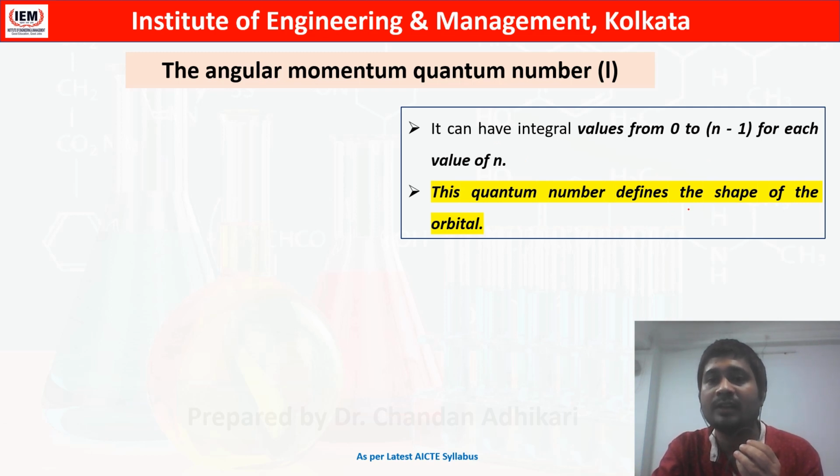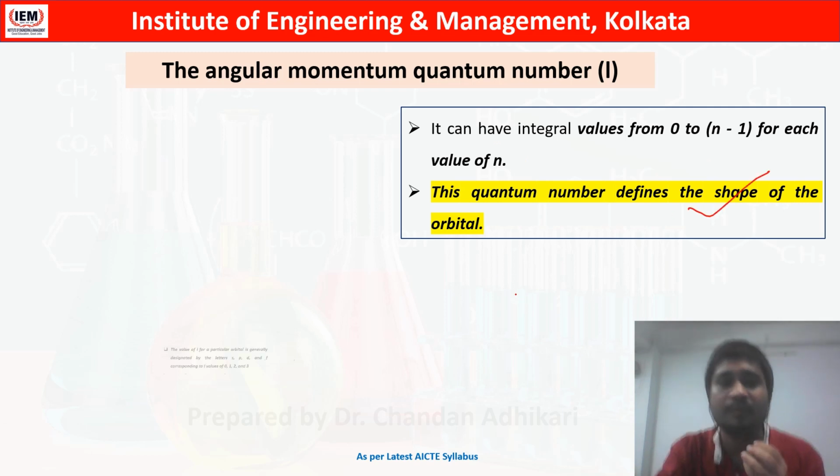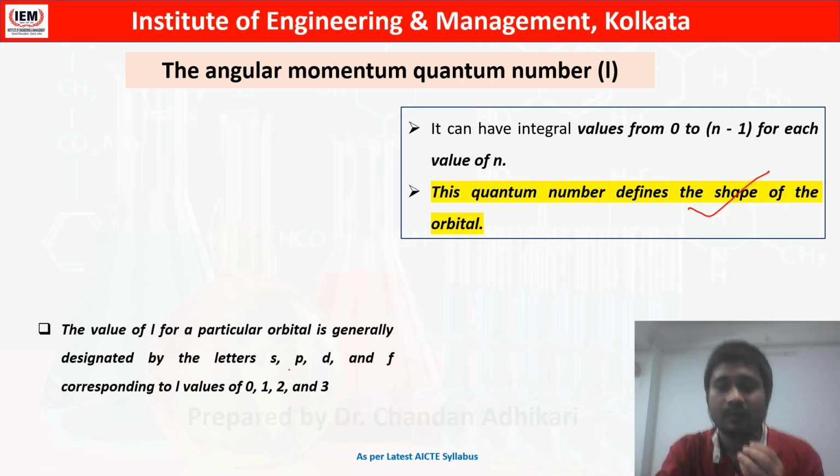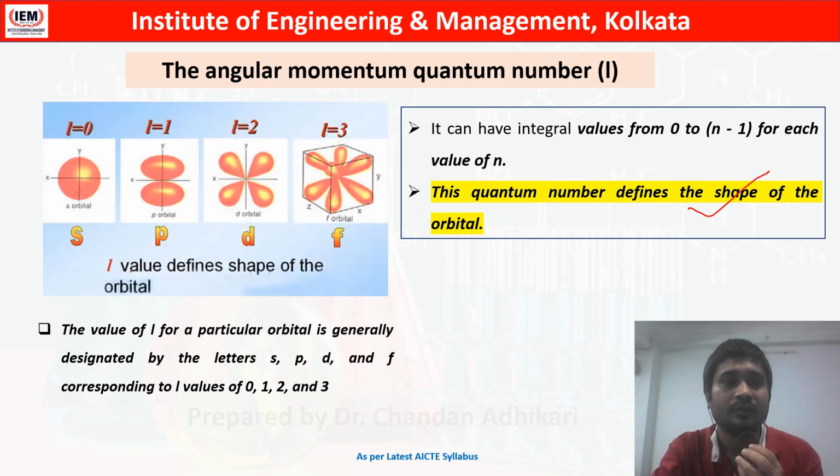It defines the shape of the orbitals. For example, if we have l value 0, it is an s orbital. It is a spherical shape. If l equals 1, it is a p orbital. It is a completely different shape.